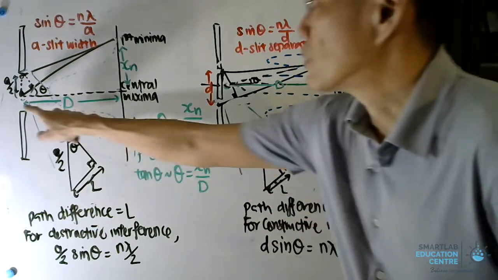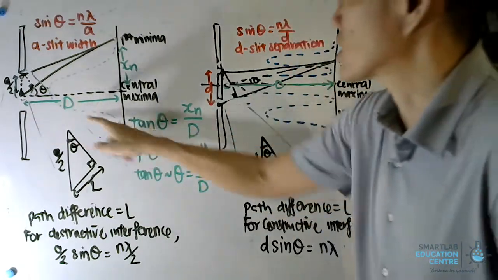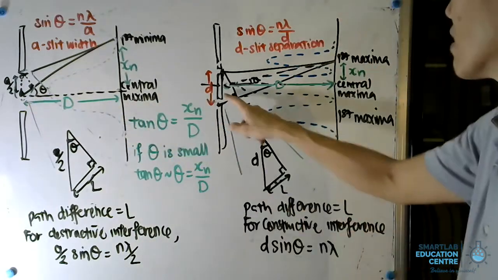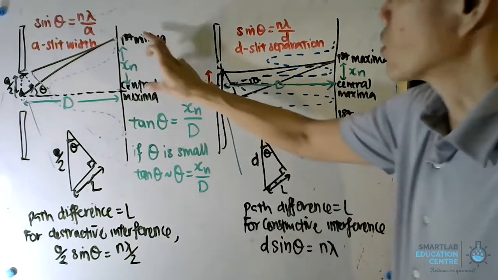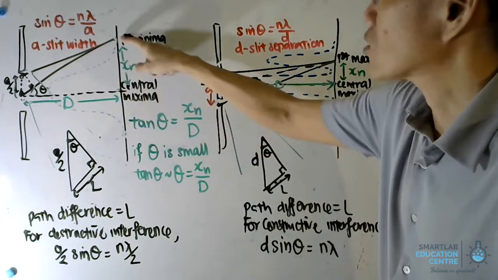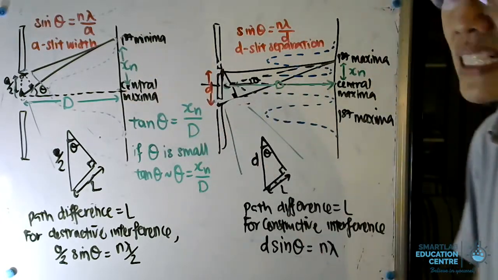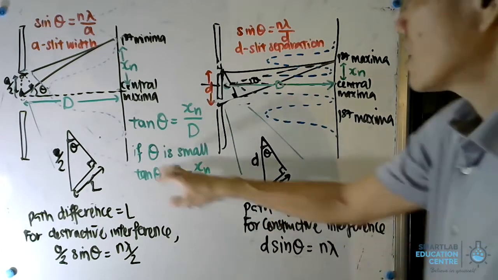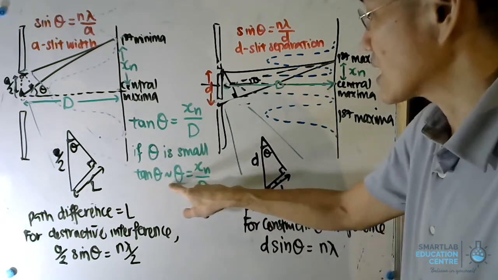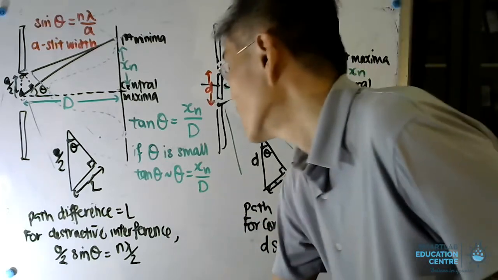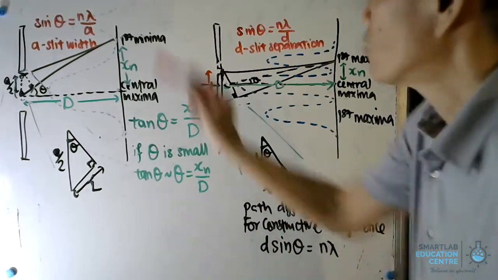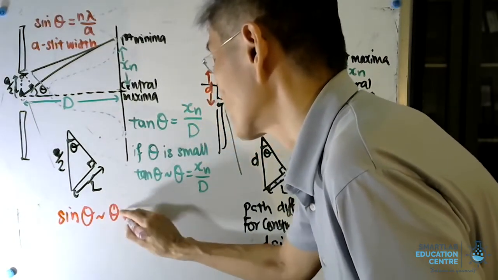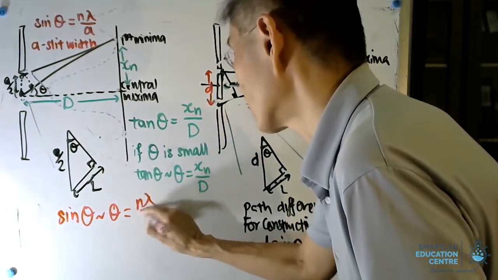Finally, in both instances, we have D as the distance from the slit to the screen. In this case, the distance from the central maxima to the first minima, we label as xn. So tangent theta is xn divided by D. If theta is small, sine theta is approximated as theta, which is equal to xn over D. And if theta is small, sine theta is also approximated as theta, which is equal to n lambda over a.